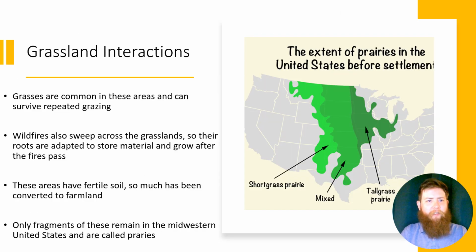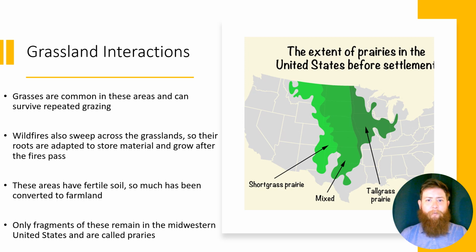There are some interactions inside grasslands that are kind of unique. So the grasses have developed ways to survive being eaten all the way down to just about the roots, and so they can survive this repeated grazing. The grasses are also able to survive wildfires as that wildfire burns everything. It burns so fast that it doesn't burn underground. And so those roots that are adapted to store a lot of material will grow after this fire passes.